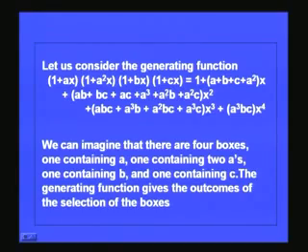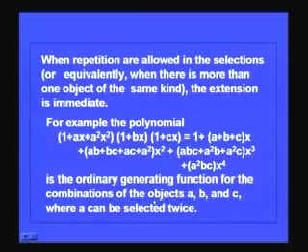So this represents that there are 4 boxes, one containing A, one containing 2 A's, one containing B and one containing C. And this generating function gives the outcomes of the selection of the boxes. When you select one box, what happens? When you select 2 boxes, what are the things inside that, and so on. This is different from what we considered earlier, where you have 3 objects A, B, C, where one object is allowed to be selected more than once. That is, A is allowed to be selected twice.